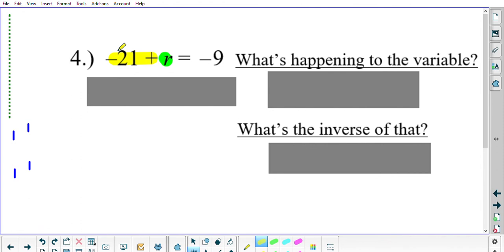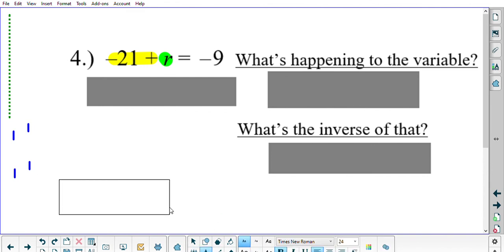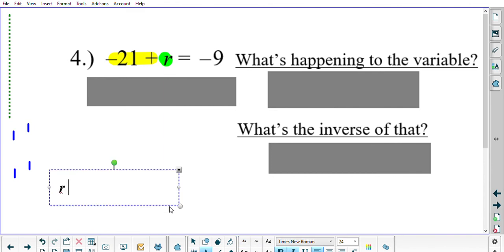Is that okay? Well, it depends. If there's subtraction, you cannot read backwards. If there's division, you cannot read backwards. But if it's addition or multiplication, you can read forwards or backwards. It wouldn't matter because of the commutative property. So what I'm basically trying to tell you is that -21 plus r is actually the same thing as r plus -21. They are the same thing. The order of addition does not matter.